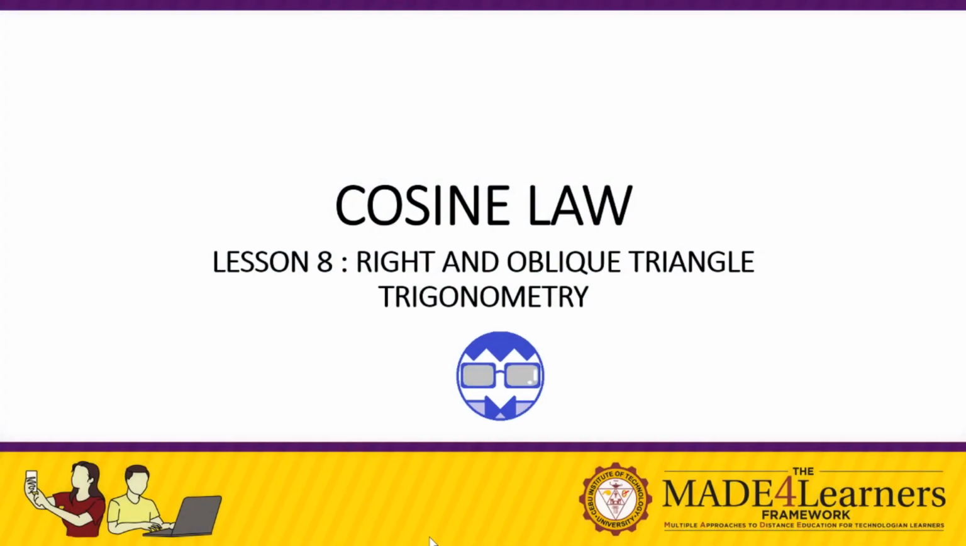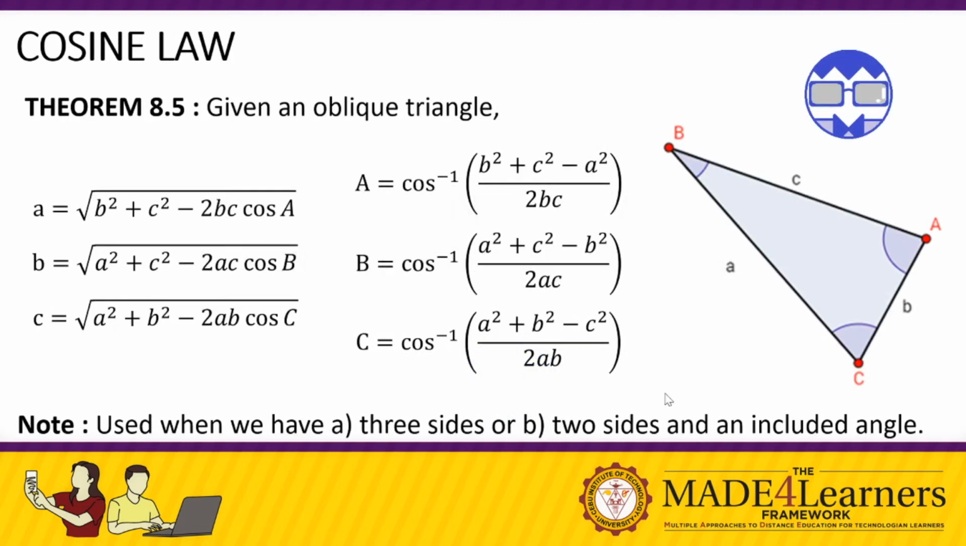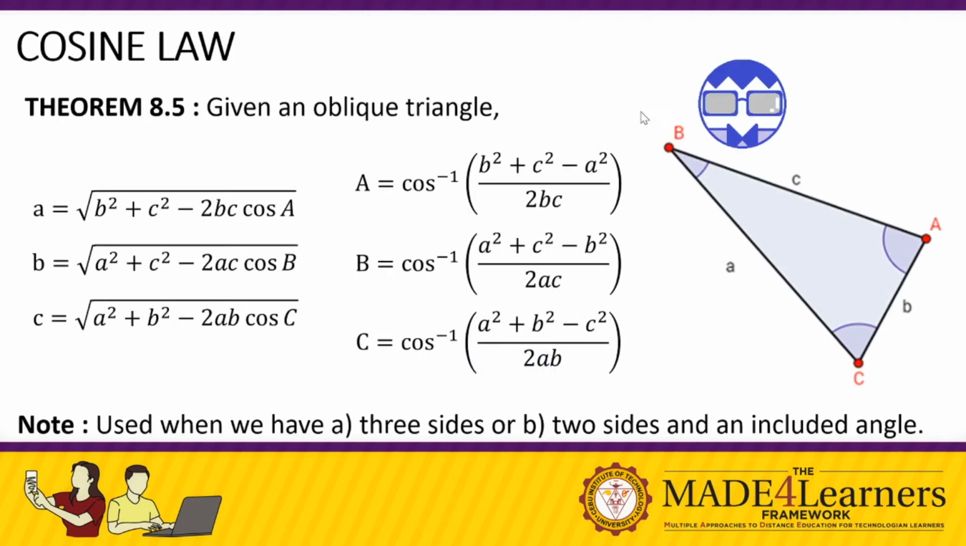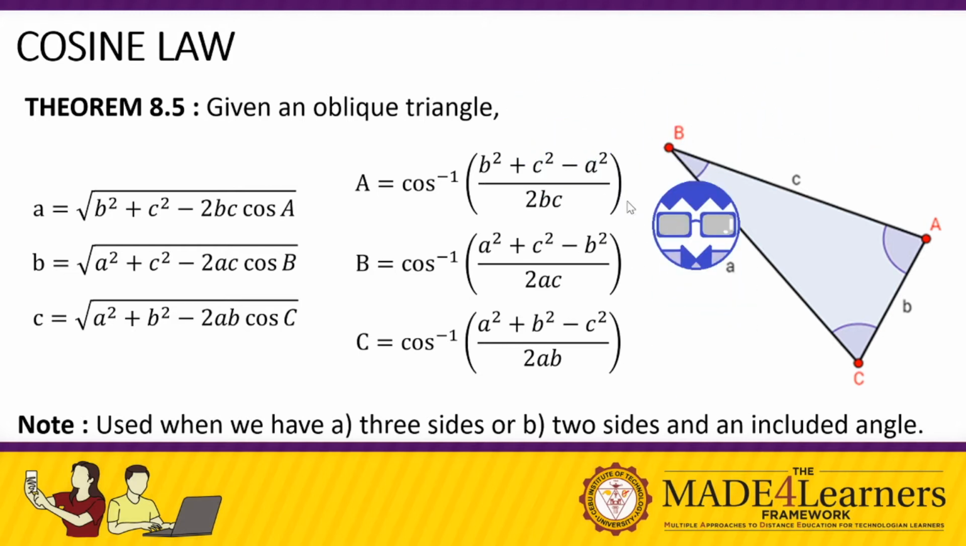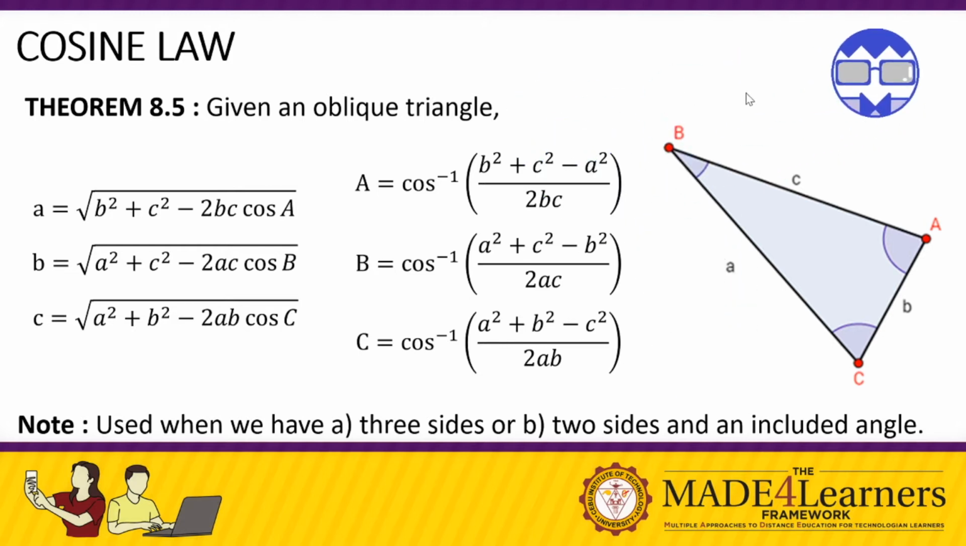Welcome to part 7 of lesson 8. So we're going to examine now the second method in solving oblique triangles. We have cosine law. For cosine law, it might actually look complicated, but there is actually a pattern here.